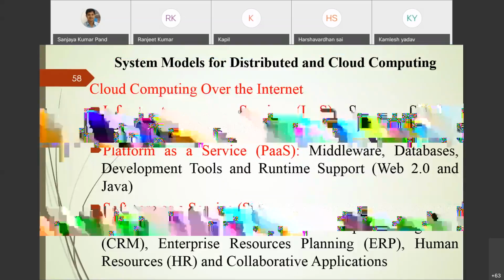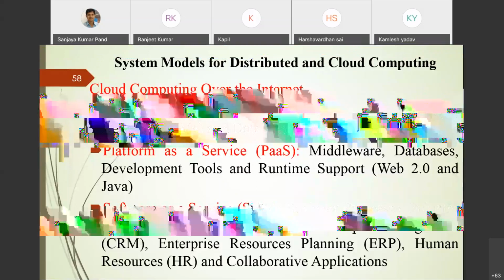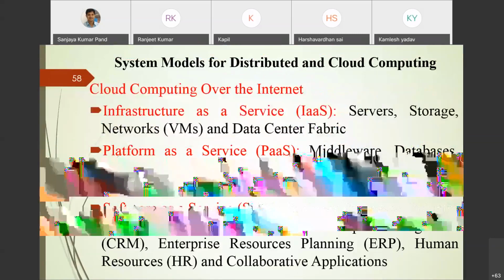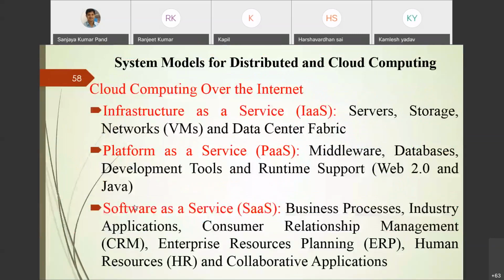Next one is platform as a service. Platform provides the middleware, right? You can abstract the environment and databases. If you want an operating system as a platform, you can take the particular platform in which you can run it. Generally, we have Web 2.0 technology or Web 3.0, the recent launch, in order to run various applications. That comes under platform as a service.